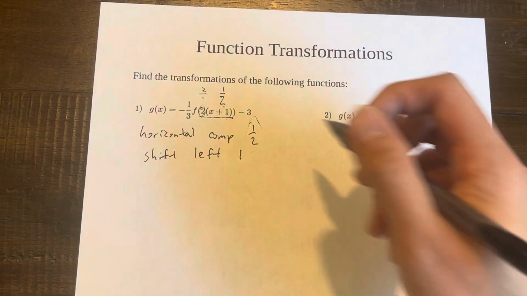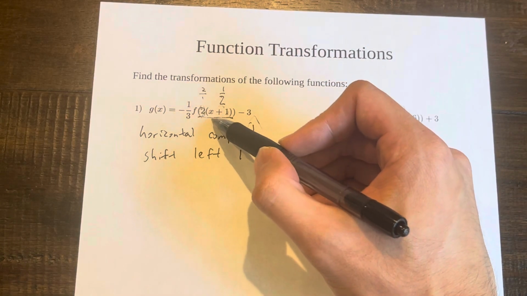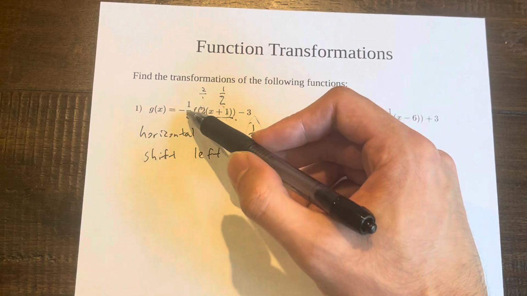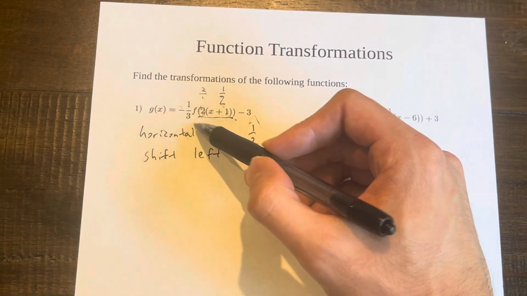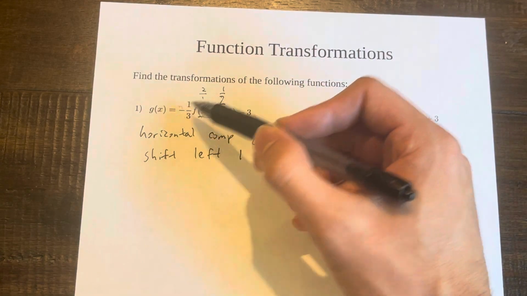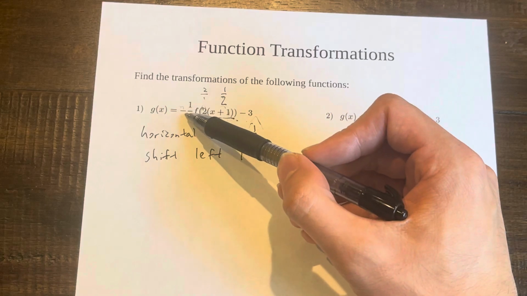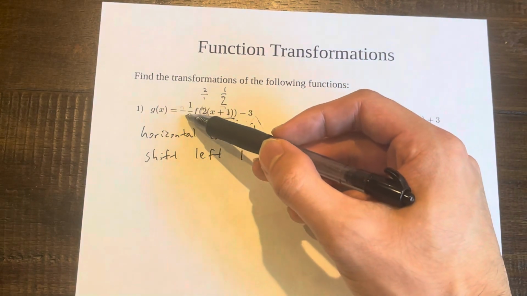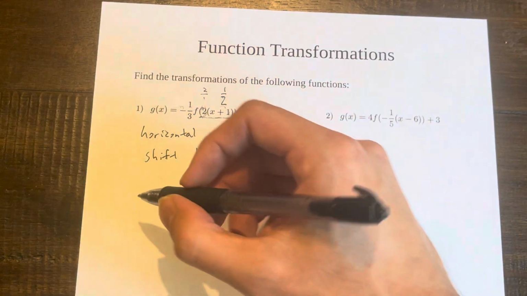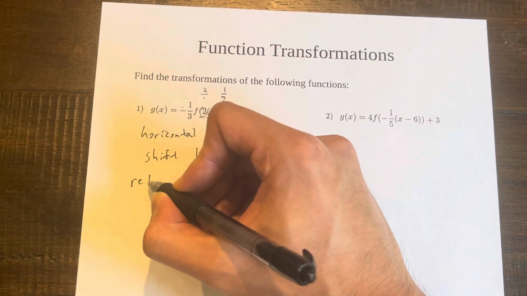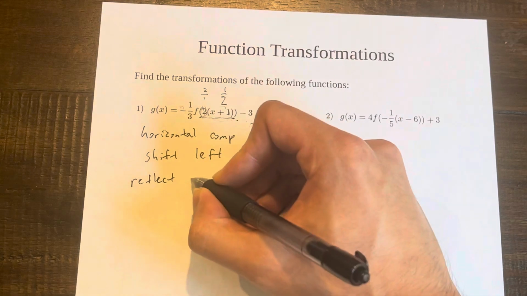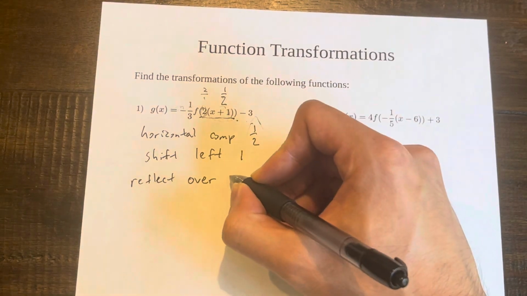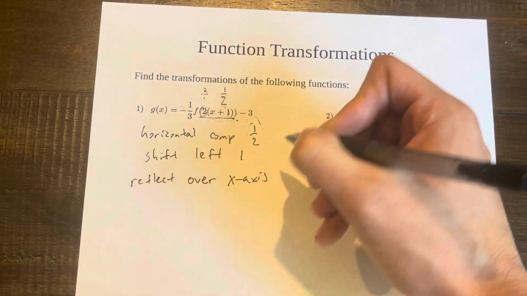Great. Now that we've completed everything inside the parentheses, we're ready to move outside. And we have to work from left to right. So this is going to be our next transformation. And the negative sign is going to be reflect over x-axis.